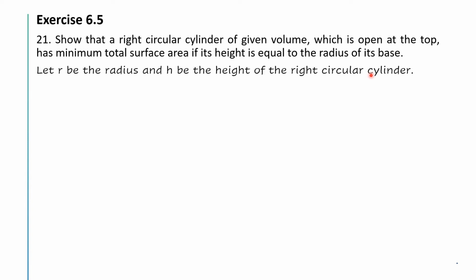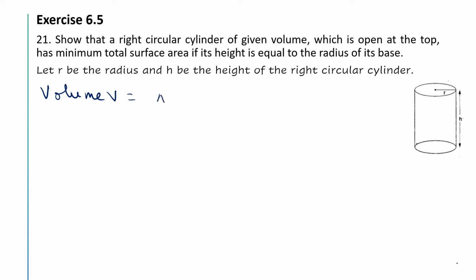So first, let R be the radius and let H be the height of the right circular cylinder. So here we have this cylinder with radius R and height H. So we know that the volume of the cylinder is given by pi R square H. Or from this we have H is equal to V divided by pi R square. Now we have to minimize the total surface area.